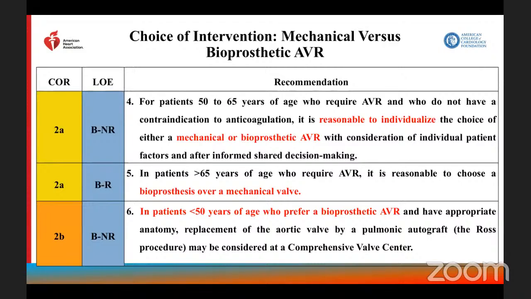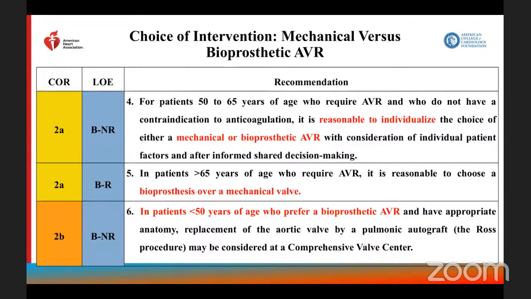For patients 50 to 65 years of age, who require aortic valve replacement and who don't have a contraindication to anticoagulation, it is reasonable to individualize the choice of either a mechanical or bioprosthetic AVR with consideration of individual patient factors and after informed shared decision-making. It's a class 2A B.